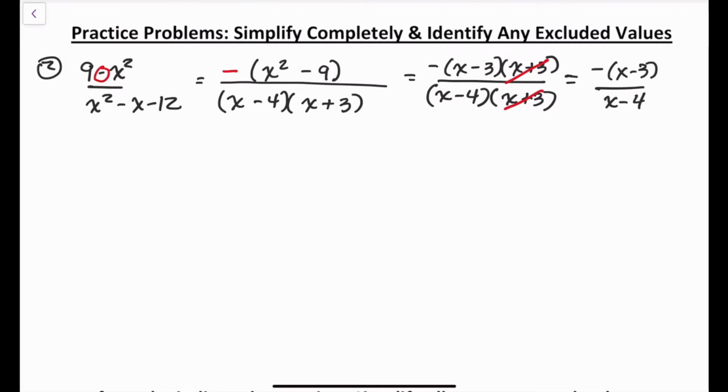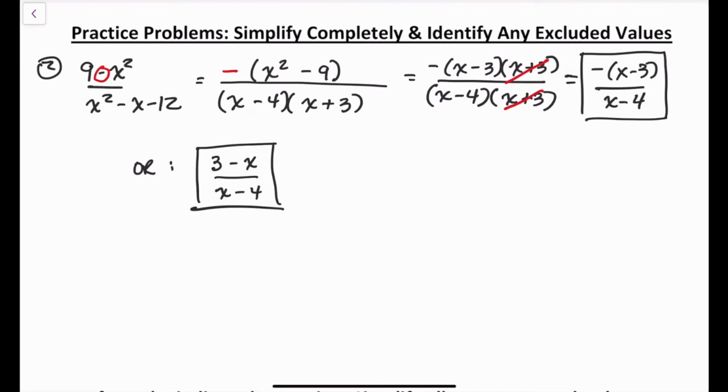So our final answer here, we can leave just like that because the directions said that we could leave our answers in factored form as long as we simplify completely. There are actually several different ways to write this problem, so you could also write it 3 minus x, which is just distributing that negative through the numerator. Either of those answers would be acceptable.